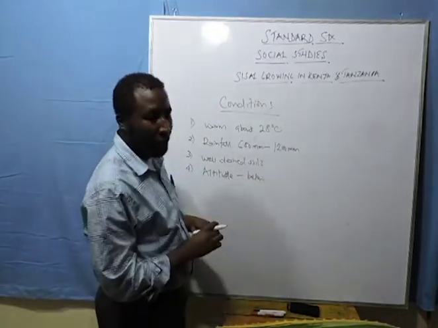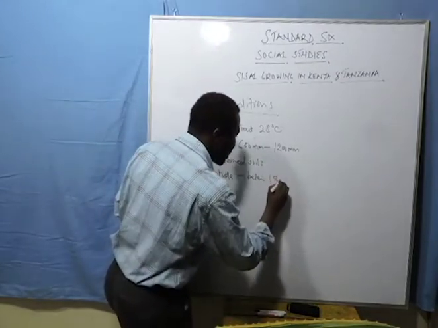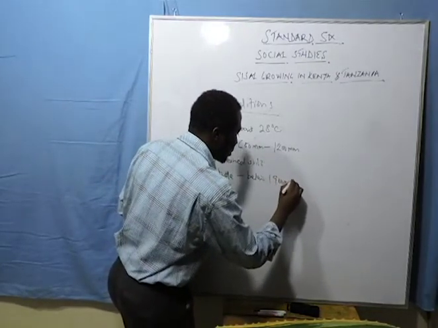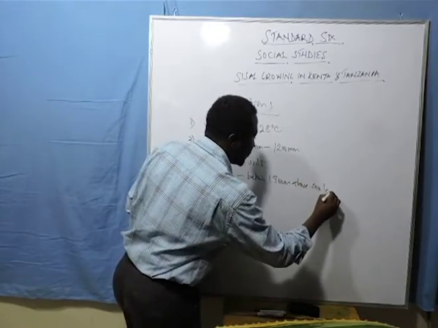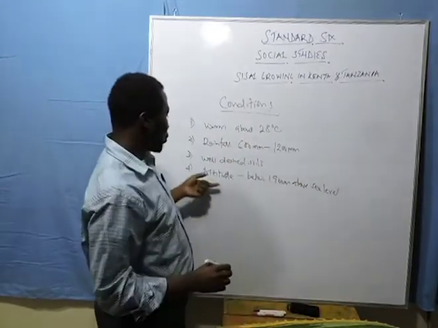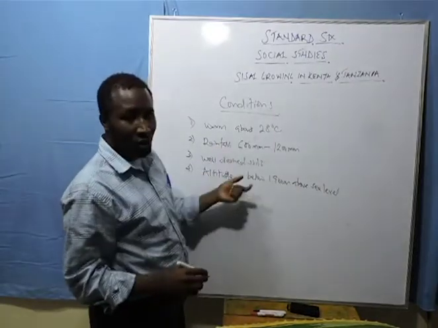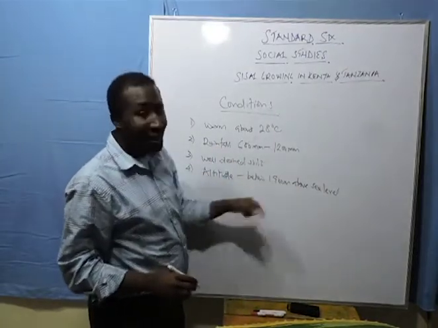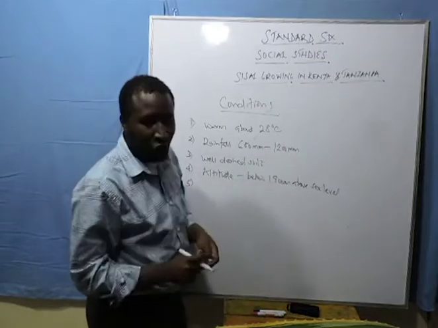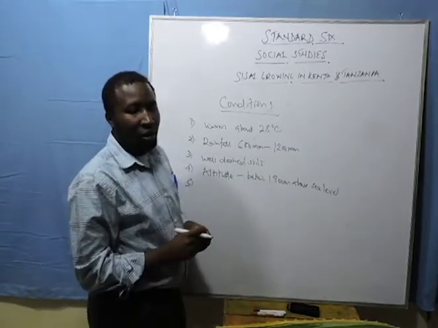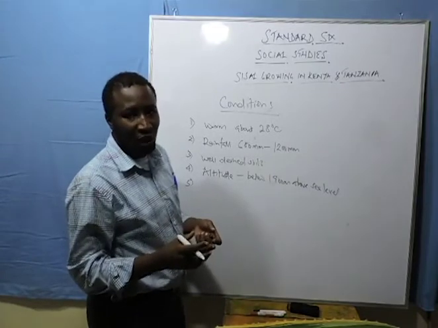Okay, the altitude should be below 1900 meters above sea level. That is the height above sea level. And number 5 condition is that it requires plenty of sunshine while drying.